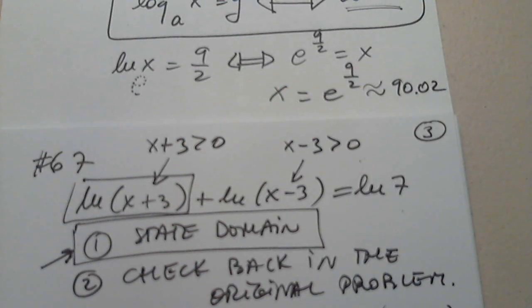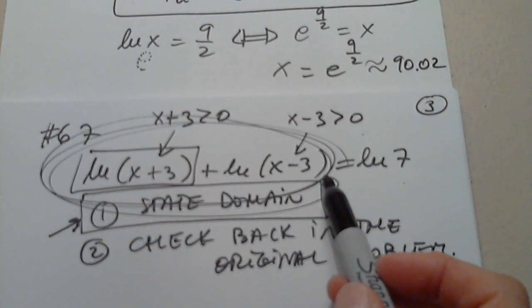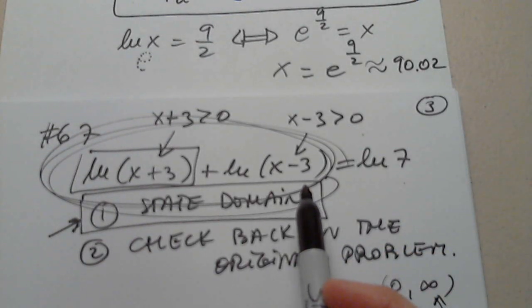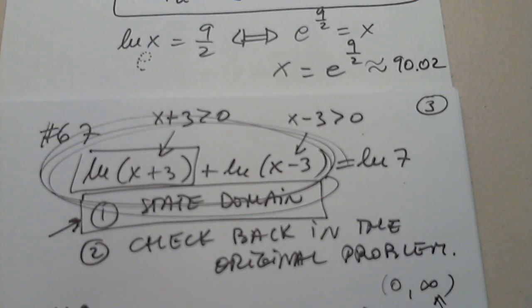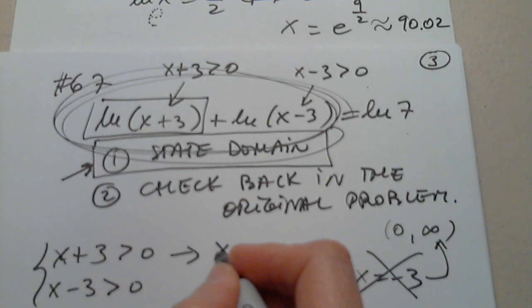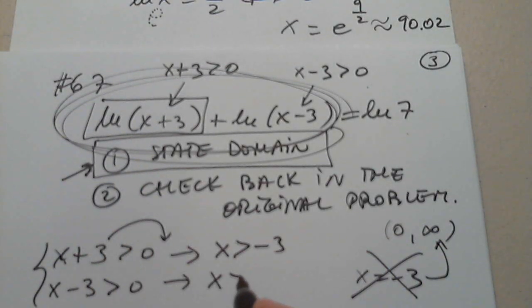greater than 0. This is how we get the domain of the entire function. I don't care about the domain of this. I don't care about the domain of this. I care about the domain of the whole function. So for x plus 3 to be greater than 0 and x minus 3 to be greater than 0, like before with the other example, this means x greater than negative 3, and this means x greater than 3.